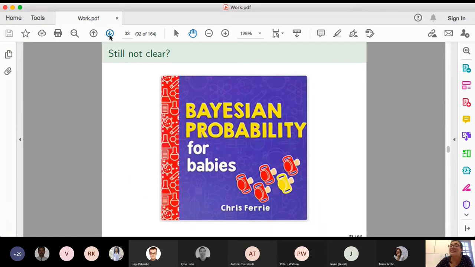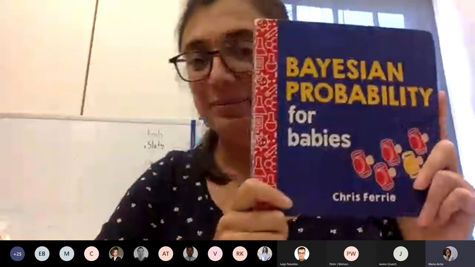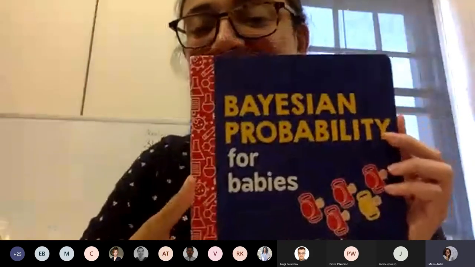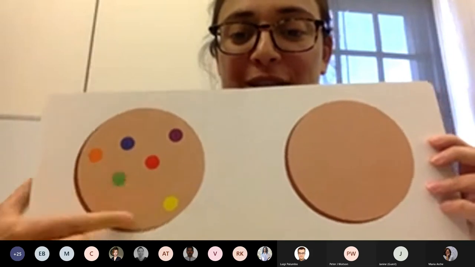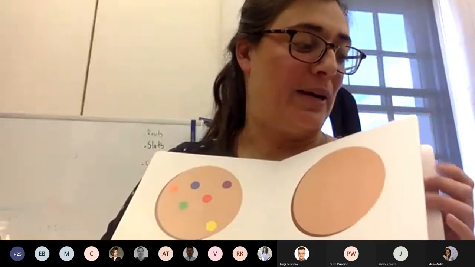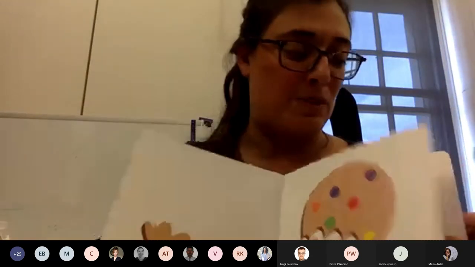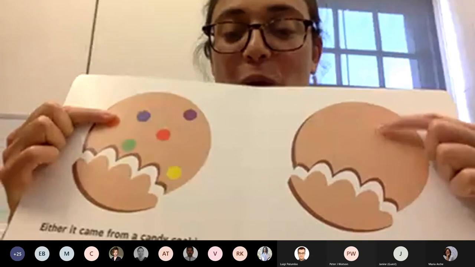But in case that is still not clear, I will suggest this book, Bayesian Probability for Babies, that I actually have here, and that I bought for my daughter. The book is very nice and it's talking about biscuits. Some biscuits have sweets, others do not. And we have a little piece of a biscuit here. And we want to know what is the probability that it comes from a biscuit with candies or a biscuit without sweets.